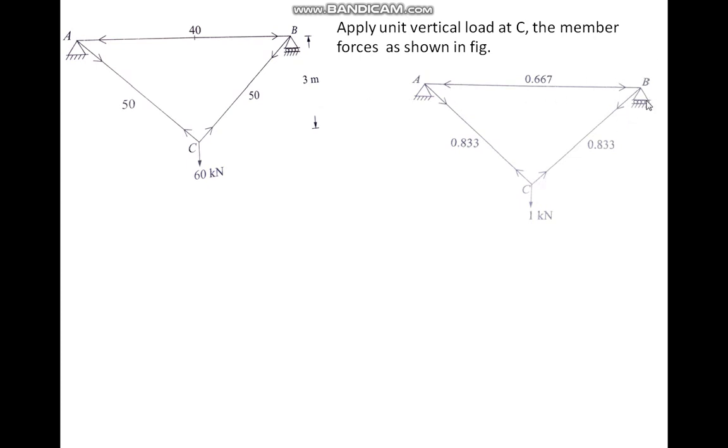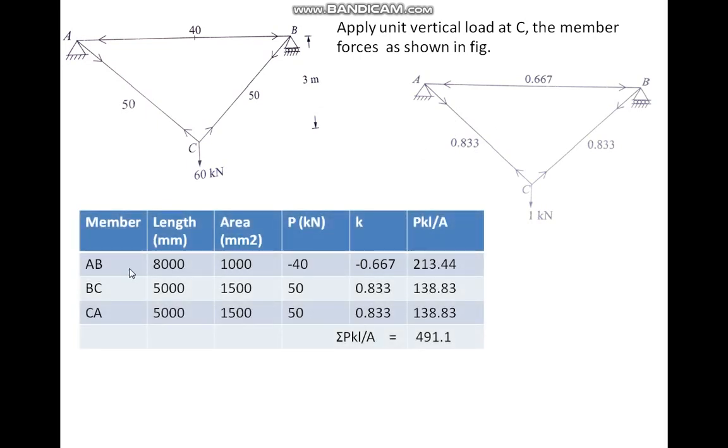Same thing, then you take the free body diagram of joint B and find the force on members BA and BC. BA we already know, so only calculate the force on member BC. So I write directly here 0.667 for AB and AC, and BC also 0.833. These values will come. After that, go by the table.